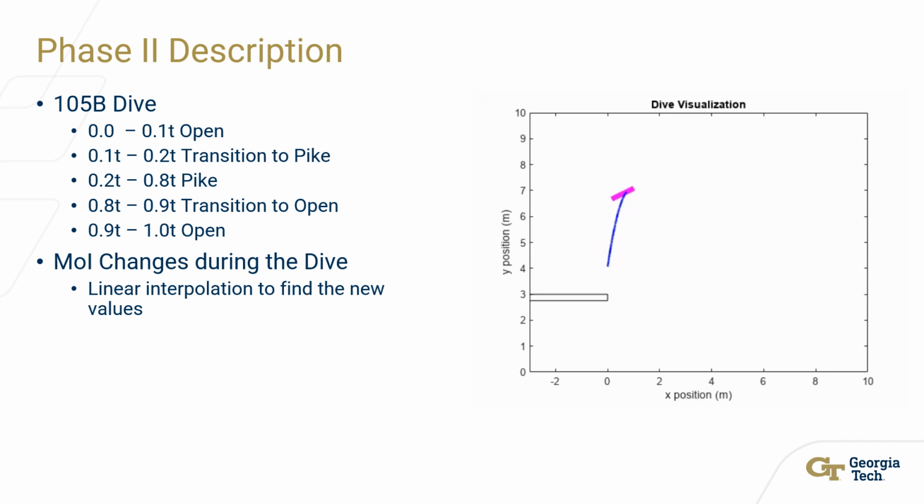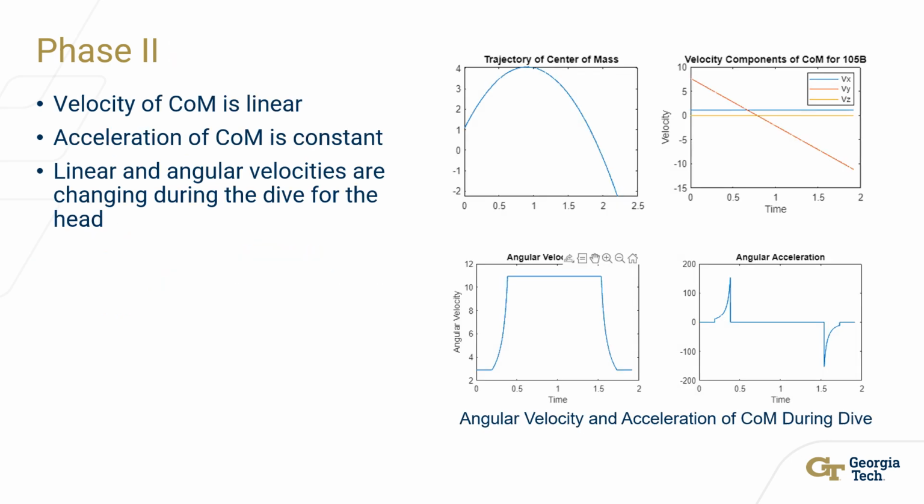Thus, we need to find the moment of inertia at different points. We wrote a code to interpolate the changing moment of inertia, assuming linear transition between the states. For phase 2, we were tasked with finding the linear velocity and acceleration, as well as the angular velocity and acceleration components of the center of mass. We solved these using the kinematic equations and acquired the following graphs.